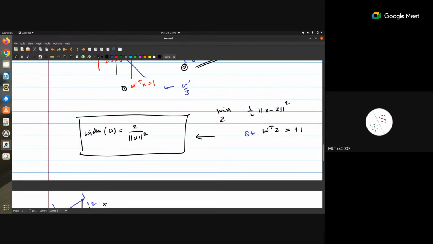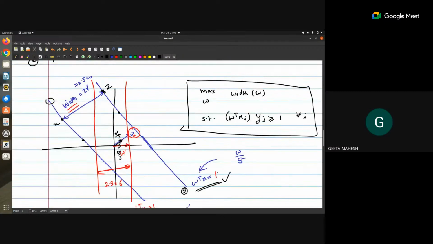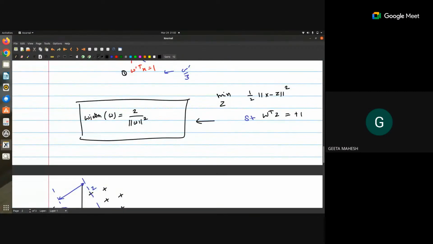Sir, it's not 2 by norm W squared, sorry, how did you get the width? This is not the width, right? No, the 2 by, it's okay. So we'll have to solve that. The solution is already given in the lecture. We'll have to solve this problem to get this.